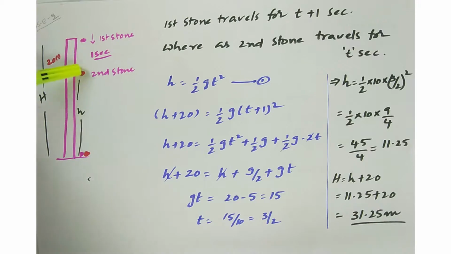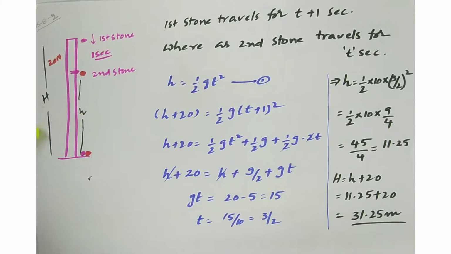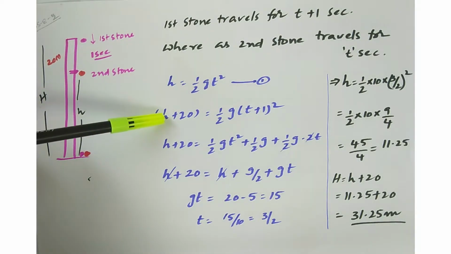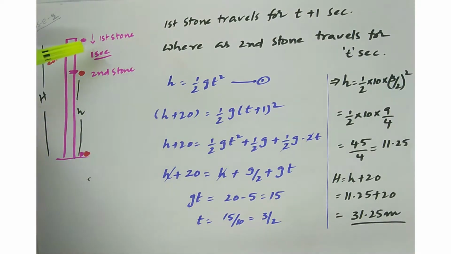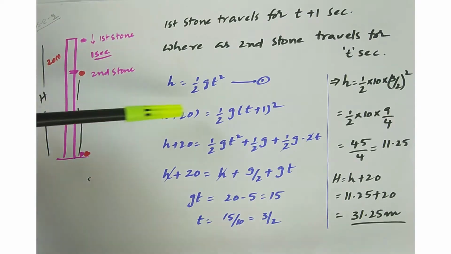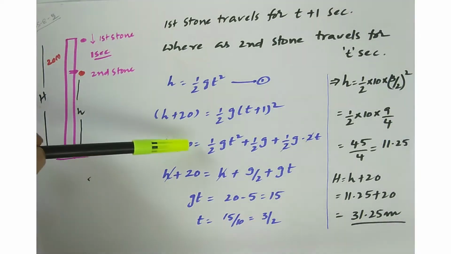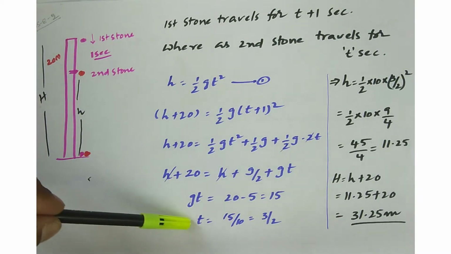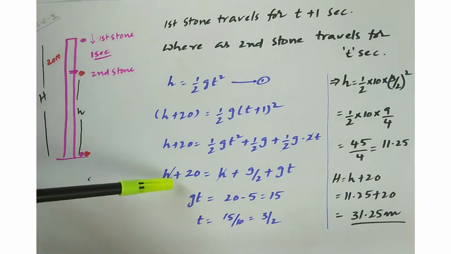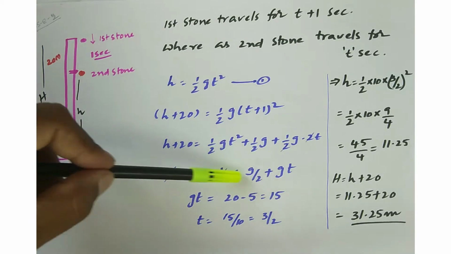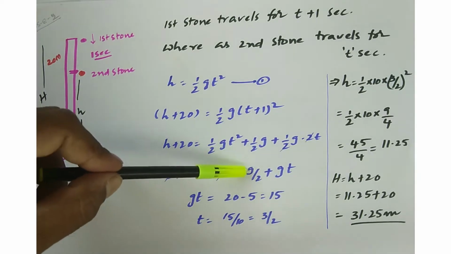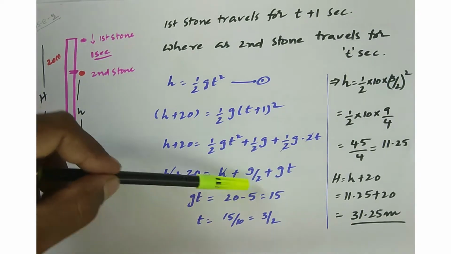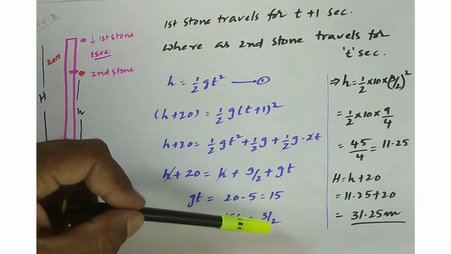And if this is treated as small h, what is our capital H? H plus 20. That's why capital H, that is h plus 20, is equal to half into g into time taken by the first stone, t plus 1 whole square. H plus 20 equal to half into g into, this is like a plus b whole square. Upon simplifying, I got h cancels. gt is equal to, g means 10 by 2. If I take this direction, I got t is equal to 3 by 2 seconds.